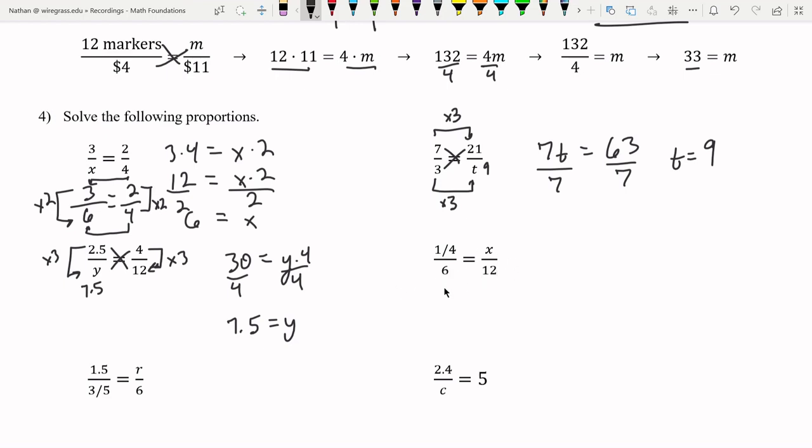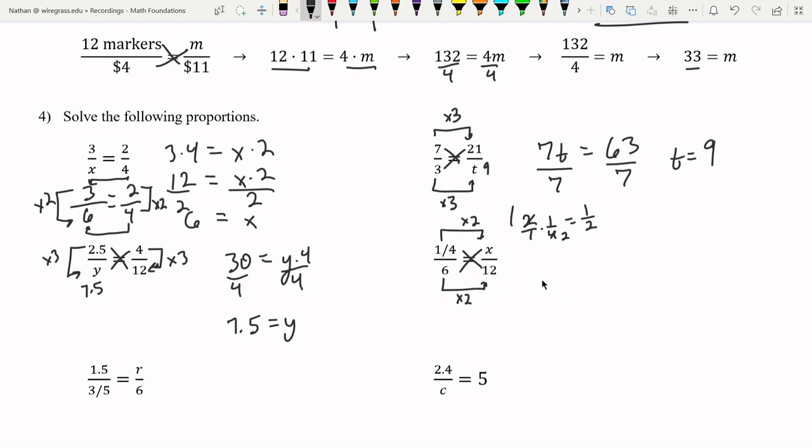Okay, this one I can see that 6 times 2 is 12. So in other words, I need to multiply this one by 2. 2 times a quarter is the same thing as 2 over 1 times 1/4. I can reduce those, and I get 1/2 as the solution. So I expect 1/2 to be my answer, but let's do the cross multiplication to check.